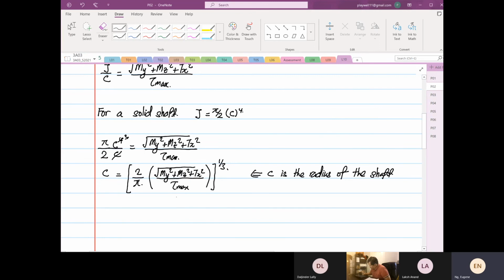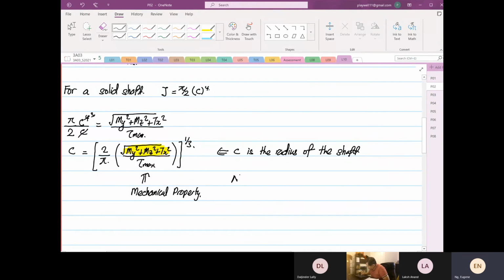Okay. So tau max is the mechanical property, which is one of the easiest to acquire now, right? As you can see, this is your mechanical property. So the critical part of this is you have to get this right. If your moments in the y and z are wrong and your torque is wrong, that's where the trouble is.